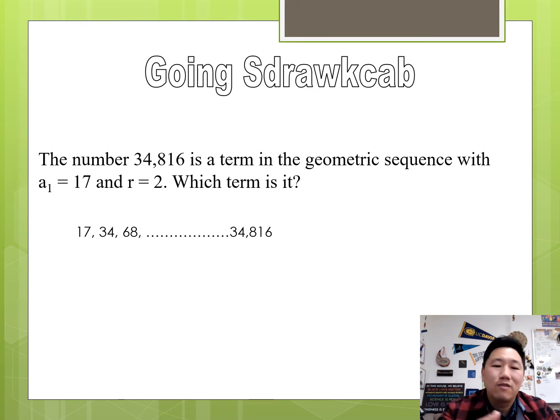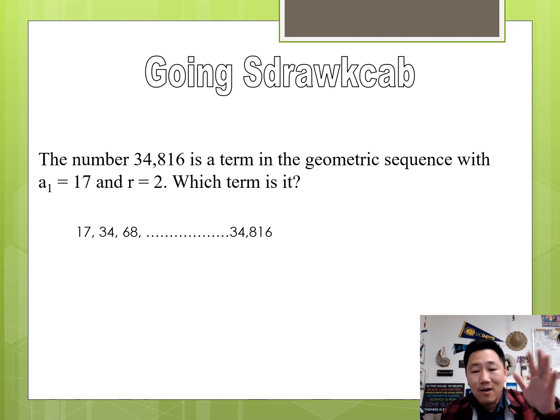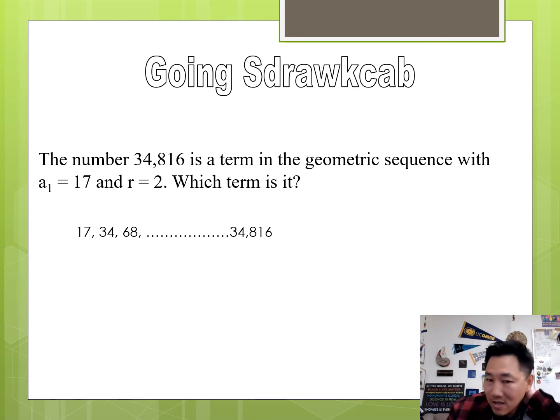So the next one's 34, the next one's 68. And then somewhere along the lines, all the way at the end, you have a 34,816. The question is, how far down the line did you have to go to get that 34,816? What term is it? All right, so let's go ahead and do that.